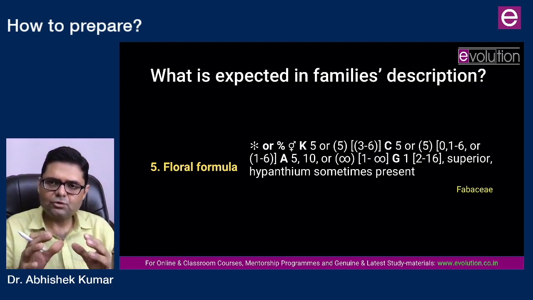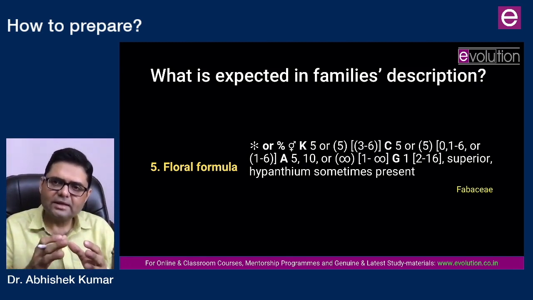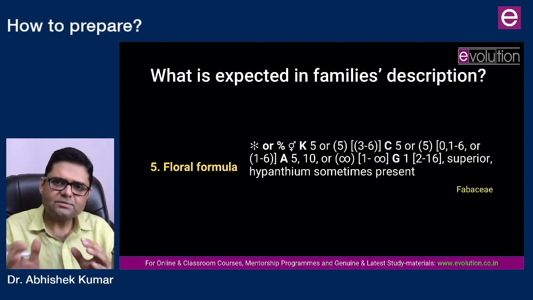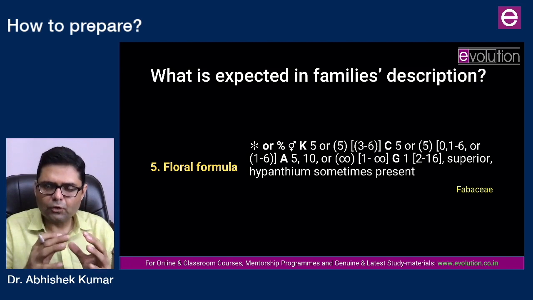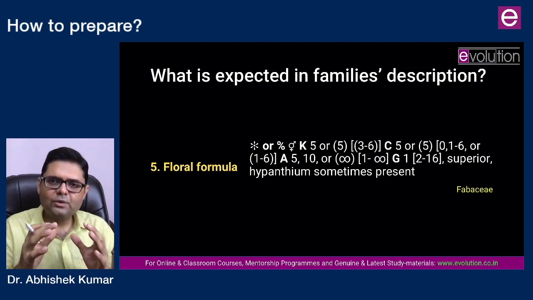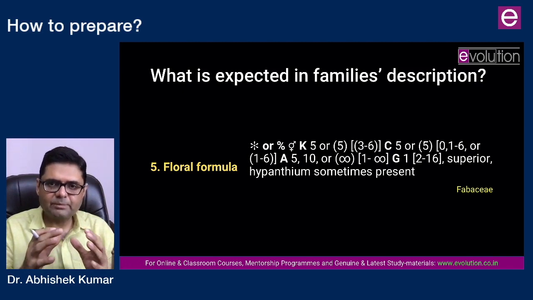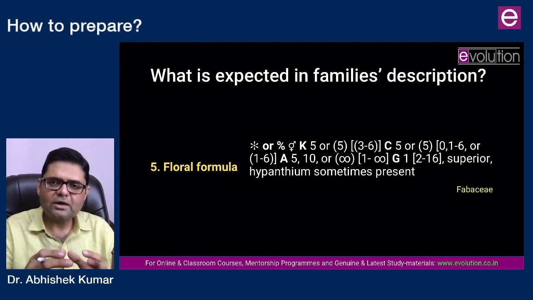Floral formula gives you range that you can write. So within square brackets, if you write 5 to infinite, that means it is the range that you are talking about. And within parentheses, in the small bracket, it means you are talking about connation. So floral formula will tell the range, it will tell the connation, it will tell adnation, it will also depict the position of the ovary with respect to the other floral organs, and in the beginning it will discuss the symmetry of the flower. So here I have mentioned the floral formula of Fabaceae.